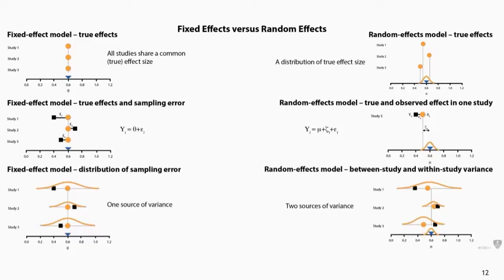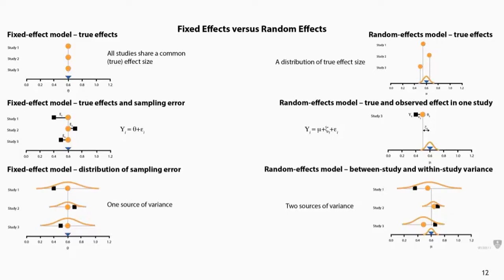So under the fixed effect model, we assume all the studies share a common true effect size. That's why all the three circles lie on top of each other. So there's only one identical common effect size. However, under the random effects model, if you look at the figure on the upper right-hand corner, there is a distribution. So the three circles no longer line up together. There's a distribution of effect size, okay? And because of that distribution, we added one more level of variability, which is the between study variance.